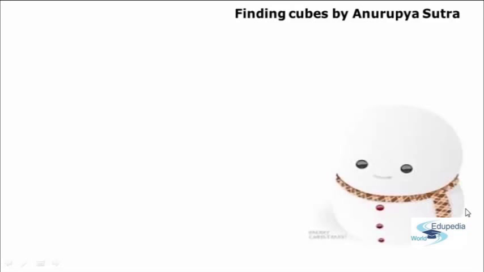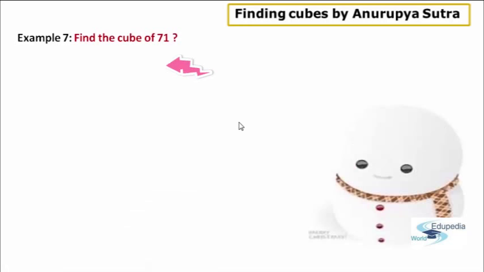This is Varunganga. Friends, in the last session we learned some examples of how to find cubes by using Anurupena Sutra at higher level. Now in this session we are going to see one more example of the same concept. Let us see what the example is. The example that I am going to take in this session is: find the cube of 71.